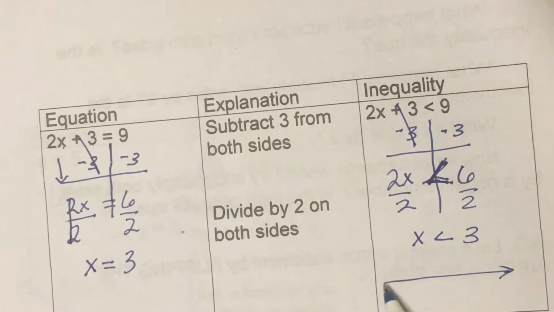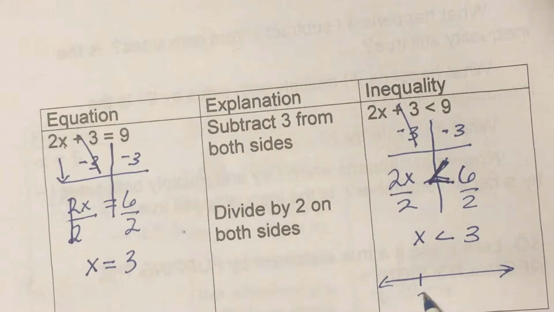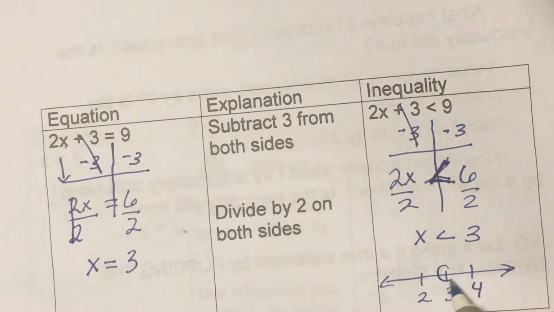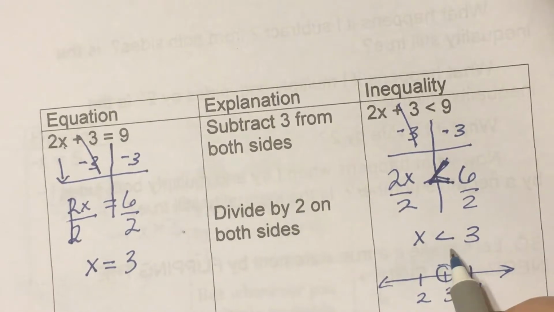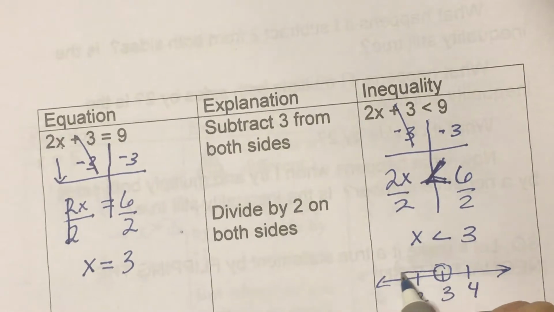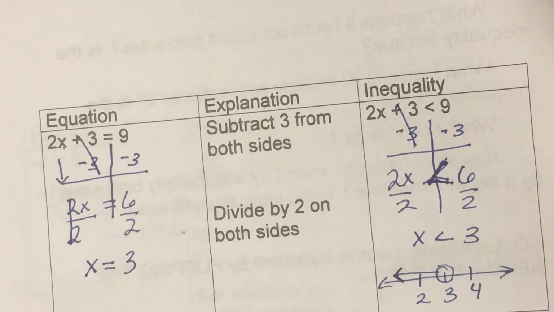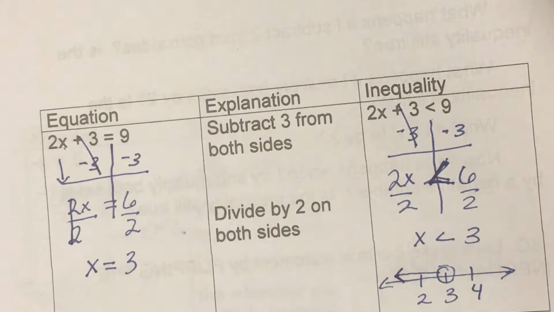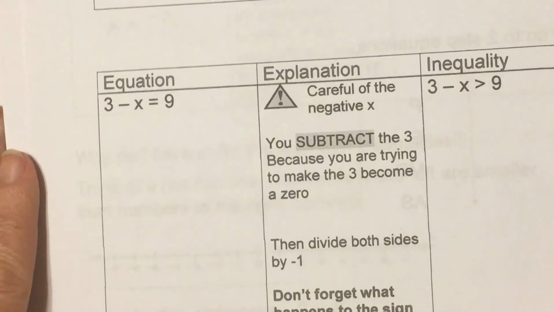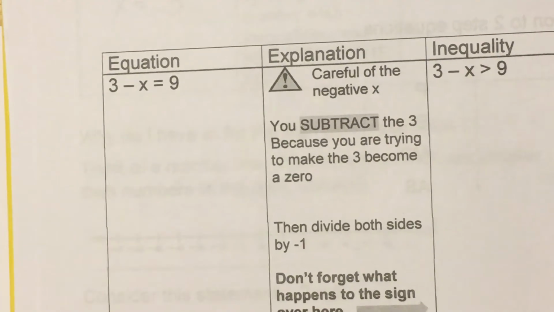Again, if we're doing a number line, and you have, let's say, 2, 3, and 4 on your number line, you just have an open circle there because there is no or equal to symbol. x is smaller than 3, so that means all the numbers to the left of the 3 are also smaller.